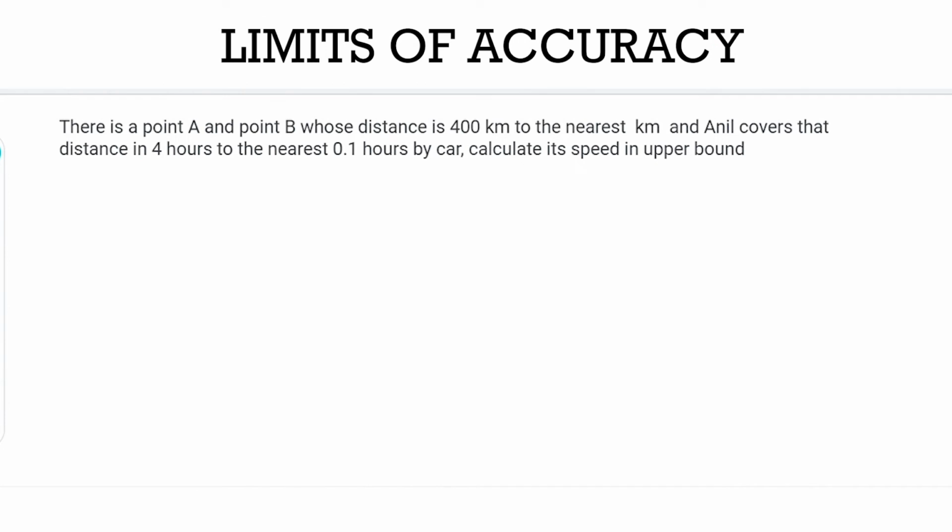So now let's discuss how we could solve this question. There is a point A and a point B whose distance is 400 km to the nearest kilometer. Whenever you see that it is the nearest kilometer and no number is written, it means that it is 1. And Anil covers the distance in 4 hours to the nearest 0.1 hours by car. Calculate its speed in upper bound.